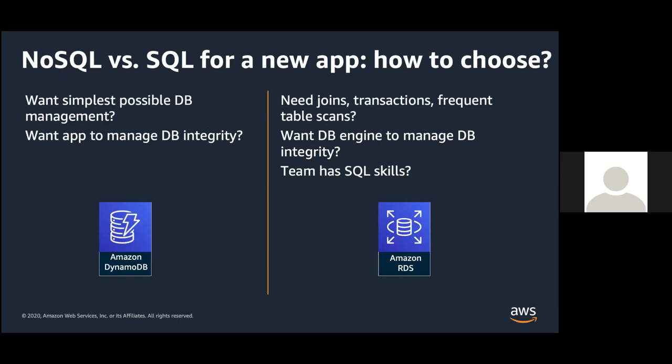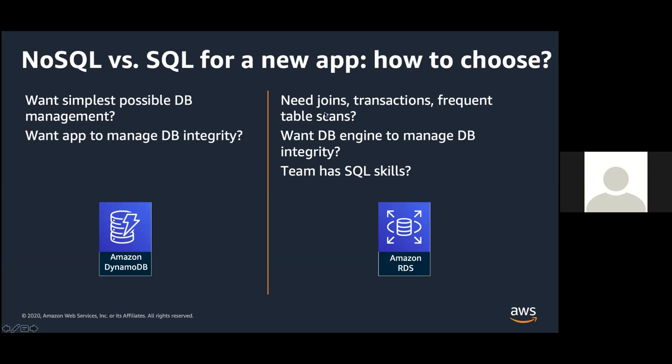For the simplest possible database management, this is what I was saying earlier: no complex queries, no complex transactions, and you want the app to manage the database integrity. You want the application to do a lot of those. Then you would go with Amazon DynamoDB. Very simple. Again, there might be use cases, and once you know all the concepts, it might be easier for you to choose which one to use. But for NoSQL, you would go with Amazon DynamoDB.